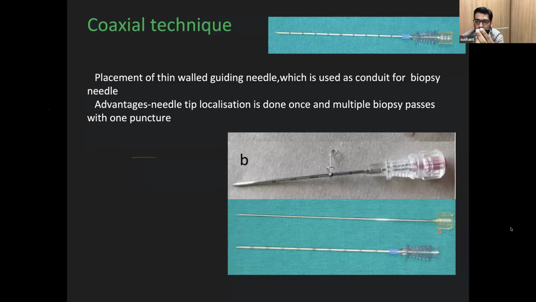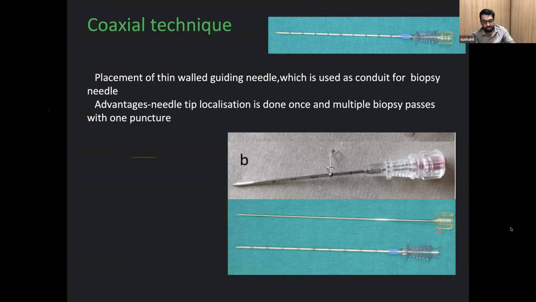And once we place the needle, we advance a biopsy gun from this coaxial needle. This is placed just behind the lesion and good to fire. And we take out the sample. Similarly, we can again advance this biopsy gun after loading it, and a second sample, a second core, can be taken. And like this, after placing just one needle, we can take multiple biopsy samples from within this needle.